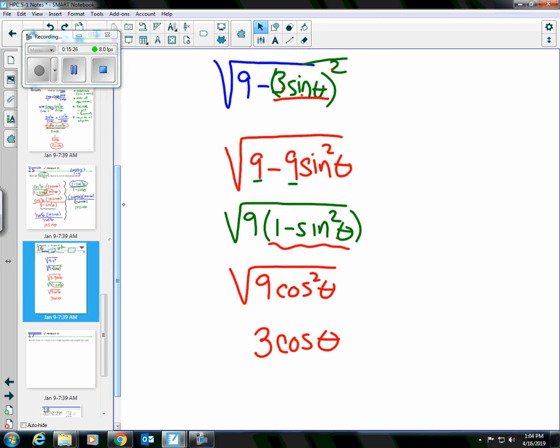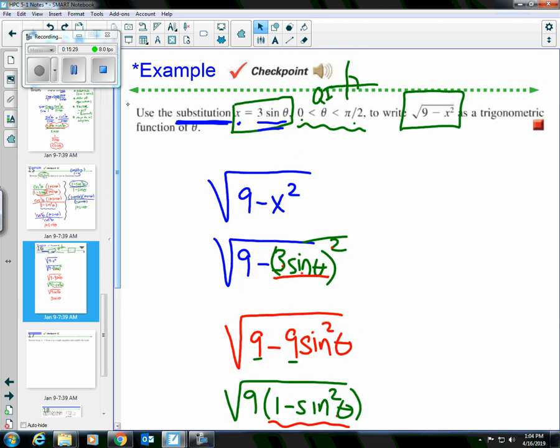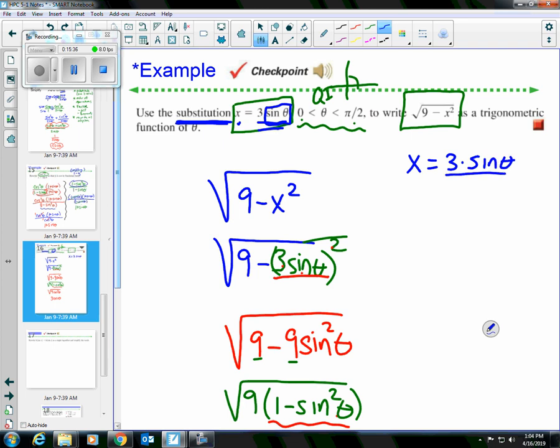I'm going to go back up and talk about the picture. Let's see if we can draw that. So I'm going to rewrite this and solve it for sine of theta. So they told me that x was 3 times the sine of theta. Let's go ahead and divide both sides by 3. So that means sine of theta is equal to x over 3. That's the ratio that they're giving you.